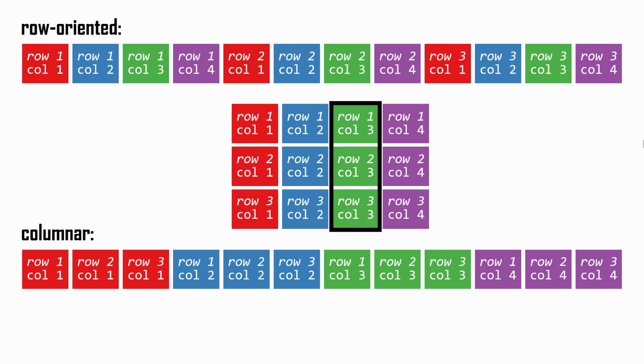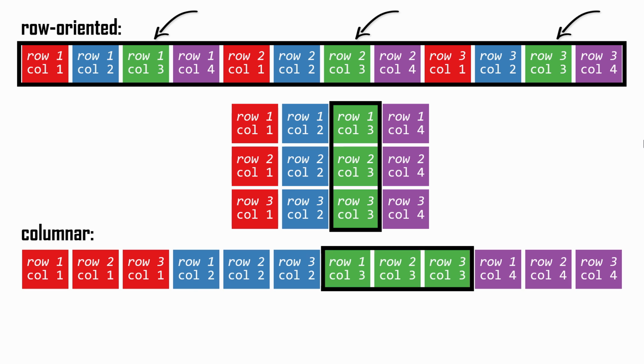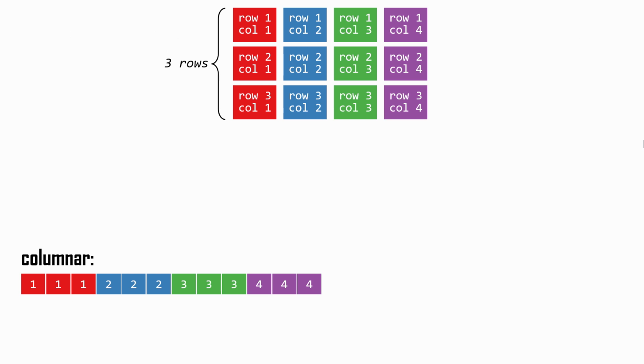For example, if we need values from only the third column, we have an inefficient access pattern with a row-oriented format because we need to read entire rows of data and then pick out just the values from the columns that we need. With a columnar format, we have a nice sequential access pattern where we can read data from only the required column. So the columnar model has clear benefits, but it wasn't well adopted when it was introduced in the 1980s.